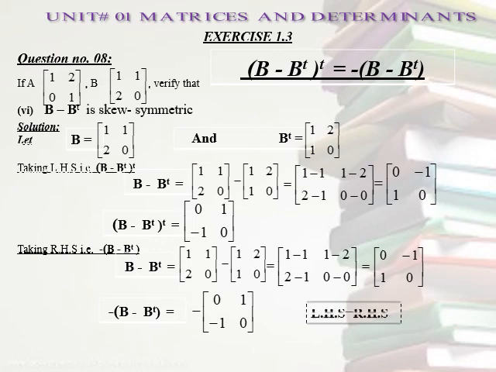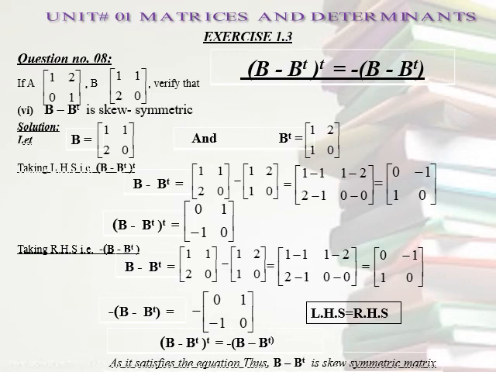You can see that the left hand side is equal to the right hand side, that is transpose of (B minus B transpose) is equal to negative of (B minus B transpose). As it satisfies the equation, thus B minus B transpose is skew symmetric. Now do the rest of the parts by yourself.